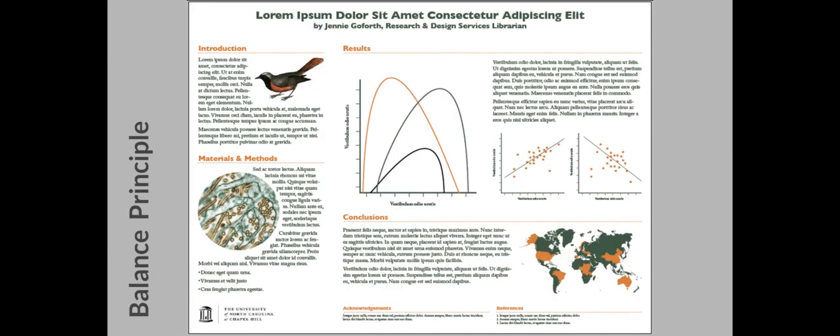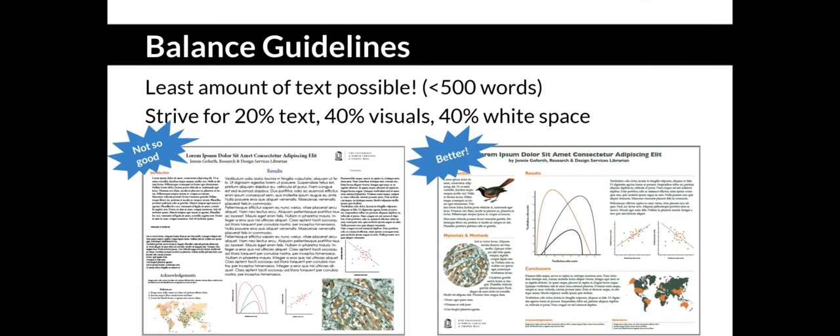Here, the balance principle is well applied. Again, you have a nice mix of narrative and images. The colors and the fonts are equally weighted and everything looks in proportion. Overall, your balance guidelines should tell you that you want to use the least amount of text possible for a poster that's about 500 words or less. And you always want to strive for 20% text, 40% visuals, and 40% white space.